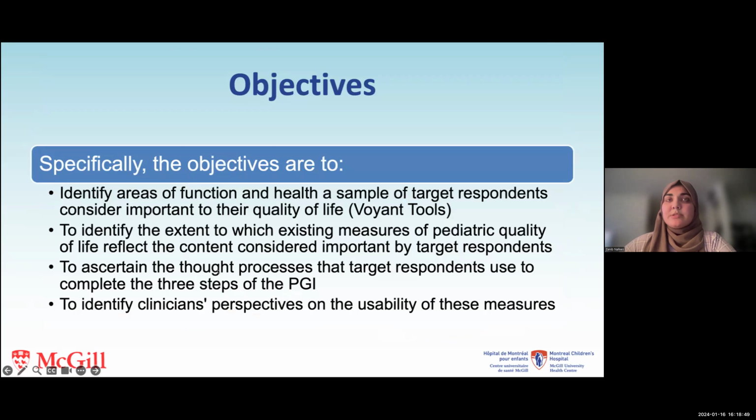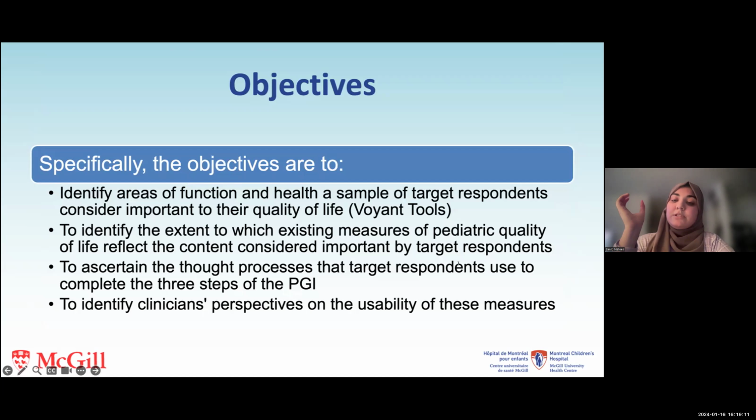So the study's specific objectives are outlined as follows. Firstly, we're going to employ the Voyant tools in identifying areas of function and health that a selected group of target respondents deem important for their quality of life. Secondly, we're going to assess the alignment between existing measures of pediatric quality of life and the content identified as important by the targeted respondents.